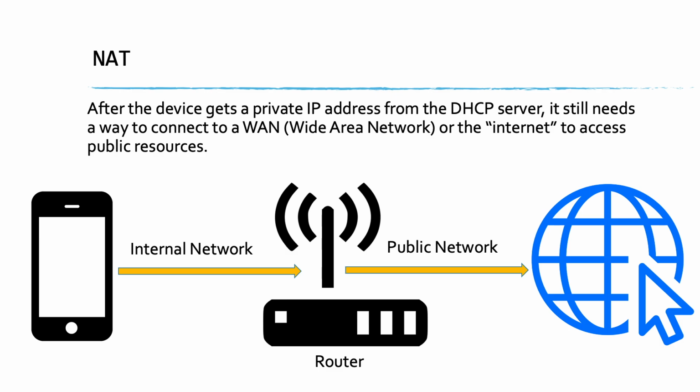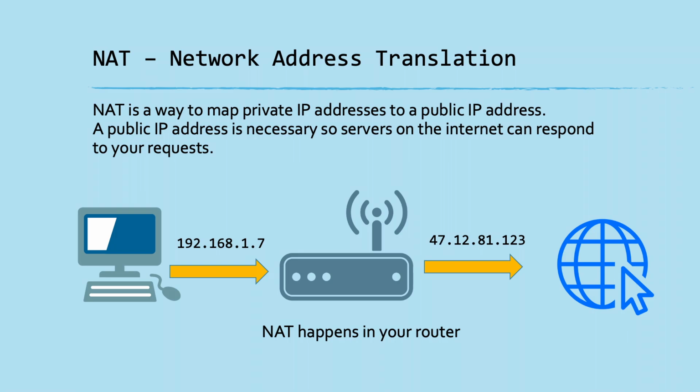the public network. Now, NAT is kind of a complicated topic to understand, so I'm going to go kind of slow on this topic. If you understand NAT, feel free to fast forward through this part. Okay, so network address translation is a way to map private IP addresses. Right, we talked about how private IP addresses start with 192 or 10.0 or 172.16 generally. So a public IP address is necessary so servers on the internet can respond to our requests. So internal IP addresses can only be used internally on an internal network like your home network or your work network.